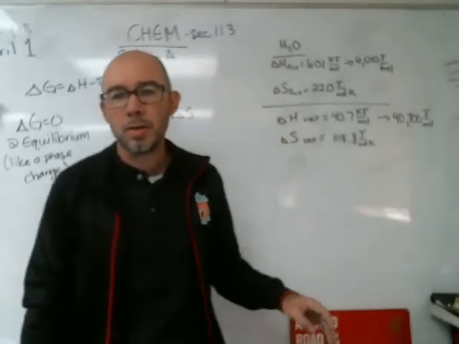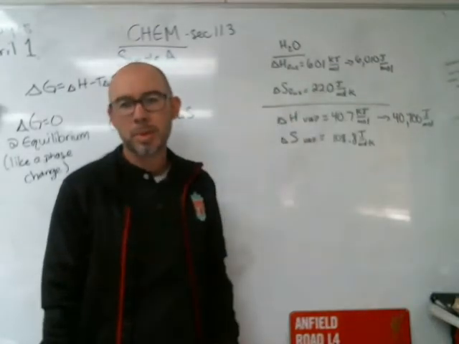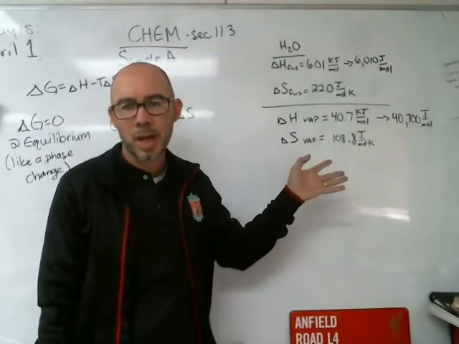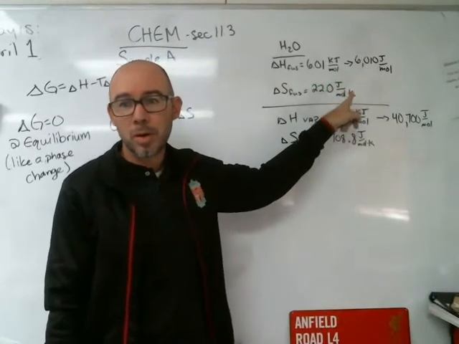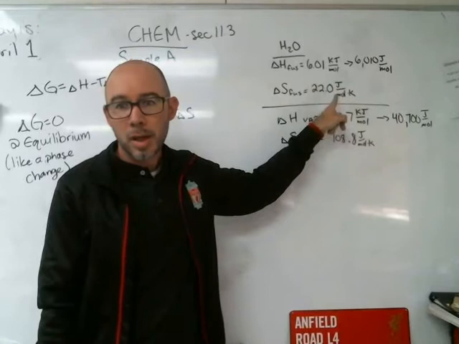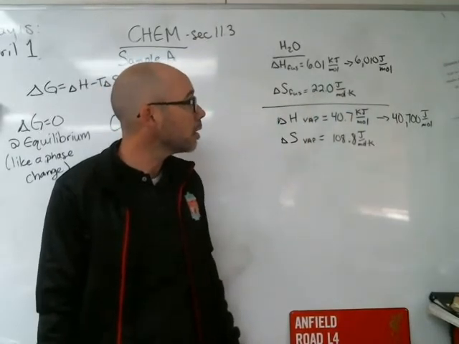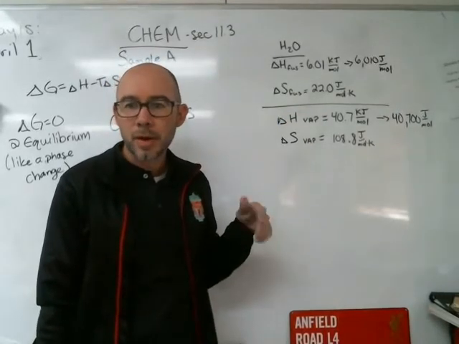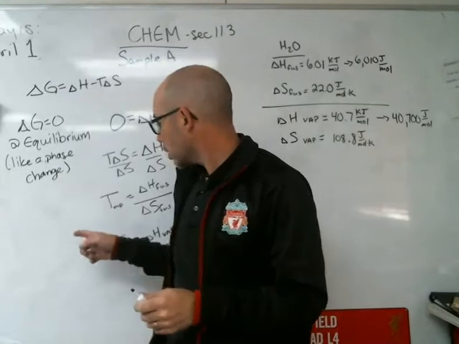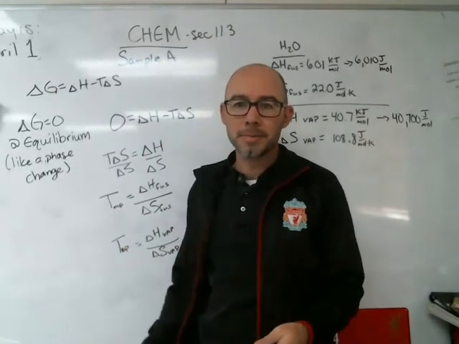So what we want to do is make them into the same type of units, and then when we do multiplication, we're multiplying apples with apples. So this turns into 6,010 joules per mole, and then we've got here 22.0 joules per mole Kelvin. When you divide one by the other, all the units cancel except for Kelvin, and that's what you get. You get a melting point or a boiling point in kelvins.